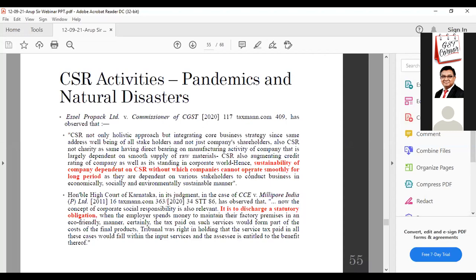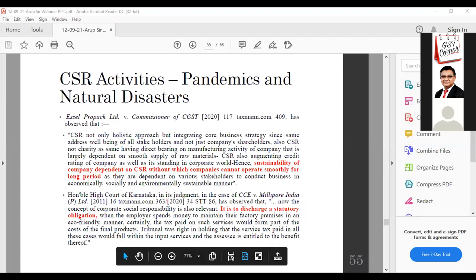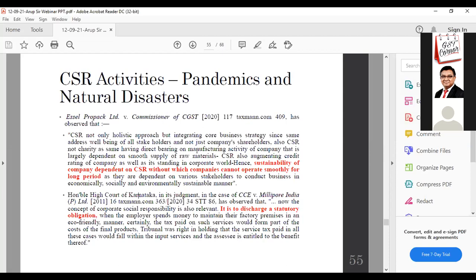In the erstwhile regime, in the matter of SL Propact, it was held that the sustainability of the company is dependent on CSR, without which companies cannot operate smoothly for a long period, as they are dependent on various stakeholders to conduct business in an economically, socially, and environmentally sustainable manner. So without this, I cannot sustain my business. This is not a matter of option, not a matter of choice. If I have to sustain my company, I have to do my CSR activity, or else I cannot continue my company.